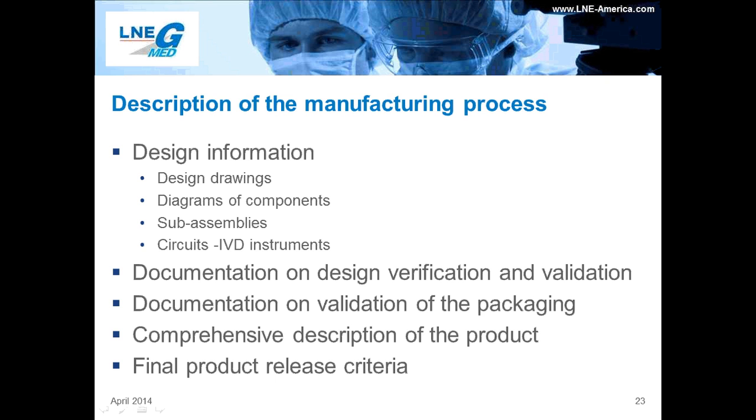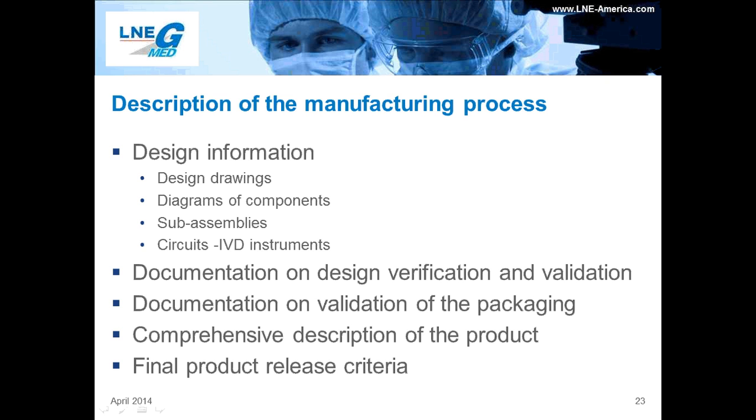The description of the manufacturing process is another section of the technical documentation that is often incomplete. There is a lot of information provided in this section, and we actually do review it all. This should include all of the design information, including any drawings, diagrams of components, sub-assemblies or circuits in the case of IVD instruments, documentation on design verification and validation, and this is usually in the form of design review meetings, documentation on the packaging validation, a comprehensive description of the product. If this has been included in another section, it's not necessarily repeated.